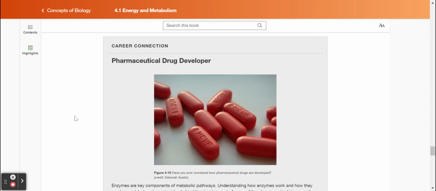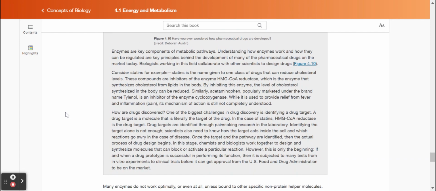Career connection. Pharmaceutical drug developer. Figure 4.10. Have you ever wondered how pharmaceutical drugs are developed? Enzymes are key components of metabolic pathways. Understanding how enzymes work and how they can be regulated are key principles behind the development of many of the pharmaceutical drugs on the market today. Biologists working in this field collaborate with other scientists to design drugs.